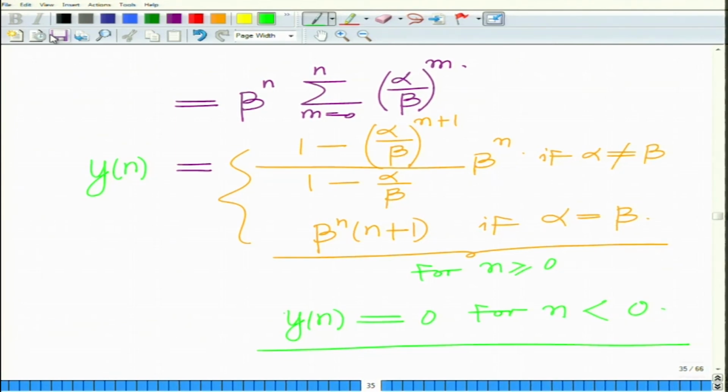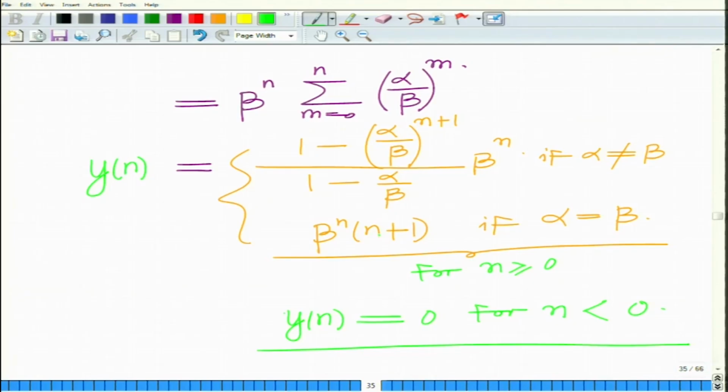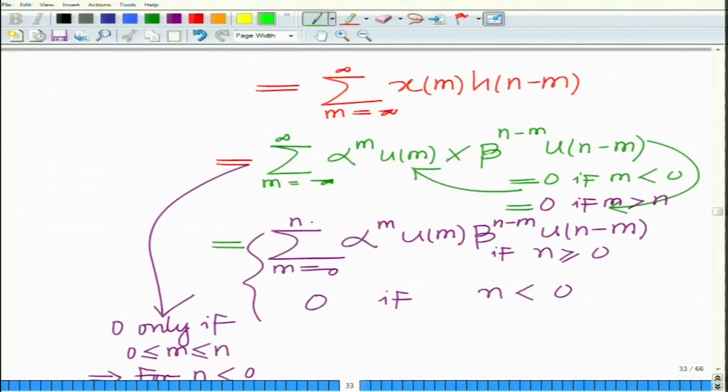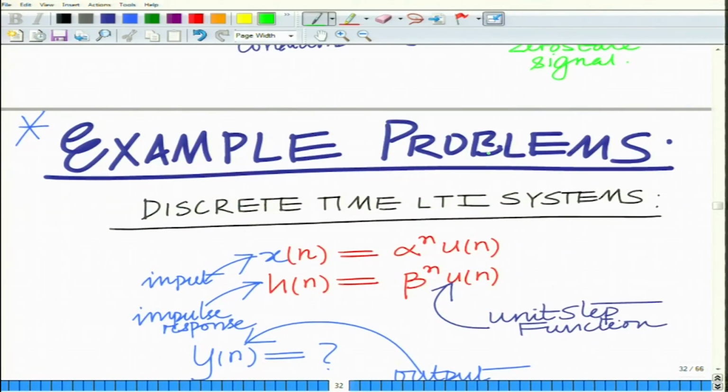We have seen that y n is 0 if n is less than 0, and for n greater than or equal to 0, the resulting output depends on whether alpha equals beta or not. If alpha equals beta, it is beta raised to the power of n into n plus 1. If alpha does not equal beta, it is 1 minus alpha over beta raised to the power of n plus 1 over 1 minus alpha over beta times beta raised to the power of n. Okay. Let us consider, so this is one of the examples.